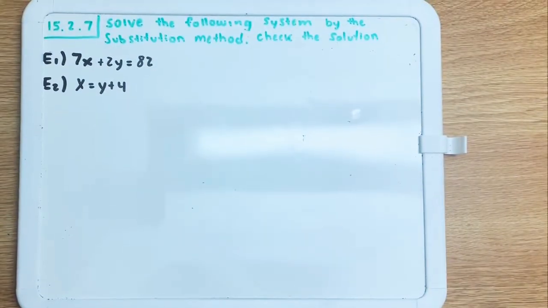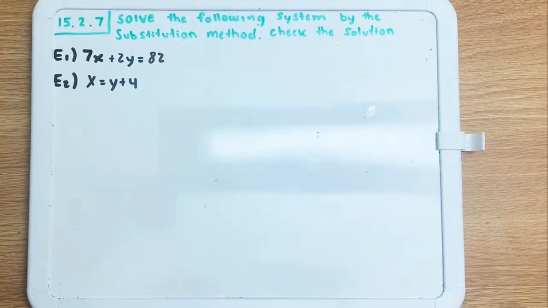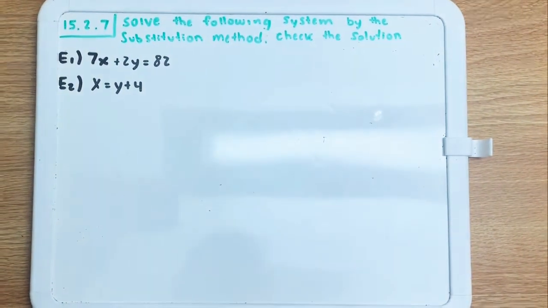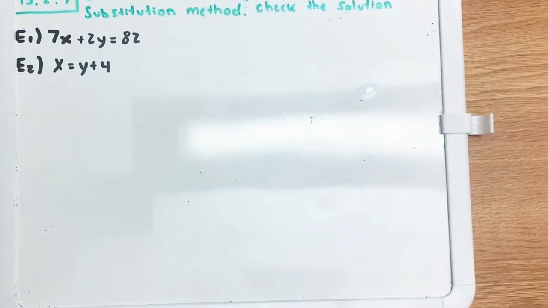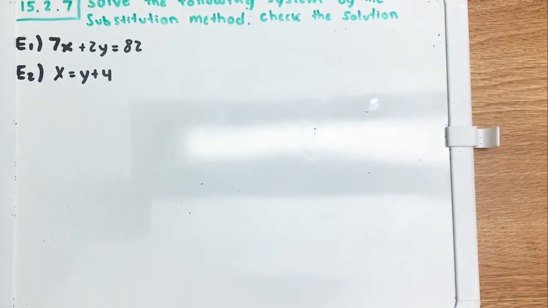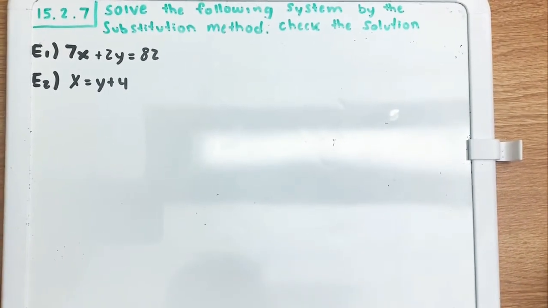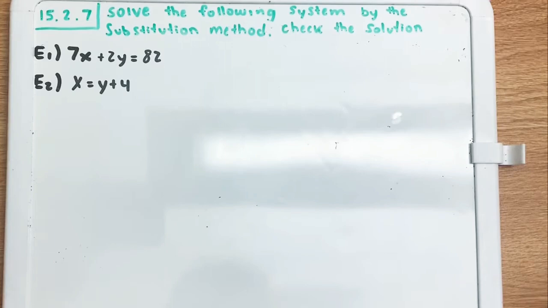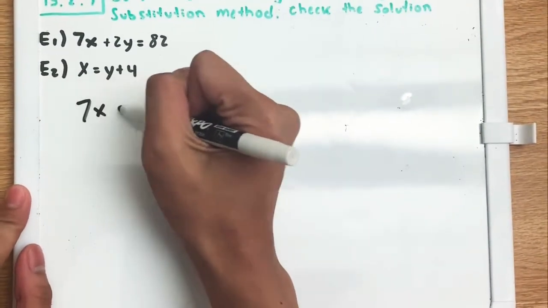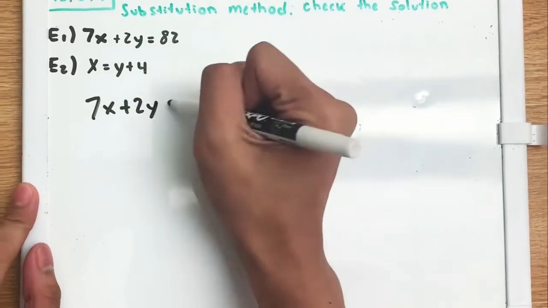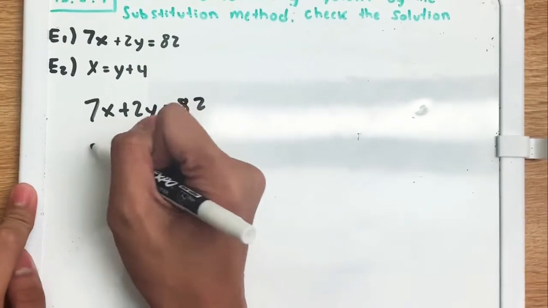This is 15.2.7. Solve the following system by the substitution method and check the solution. What we have here is equation 1 and equation 2, which is 7x plus 2y equals 82, and x equals y plus 4. Since x is solved in equation 2, we're going to put it into equation 1, so it's going to look like this.